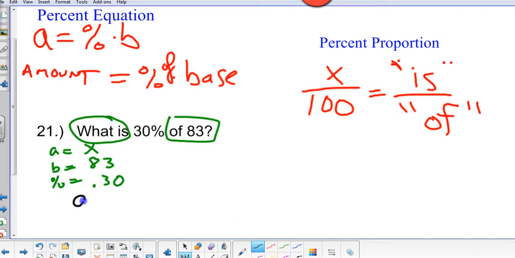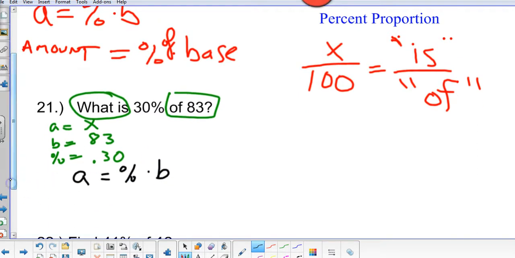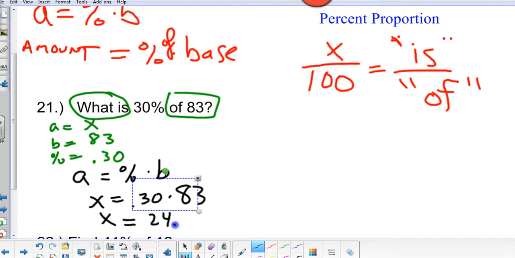Then I go ahead and write my formula out. A equals percent times base. And I'm going to fill in my pieces. A was the X, the thing I didn't know. Percent was 0.30 times the base of 83. And then with my calculator, I just go ahead and multiply that. 0.3 times 83 is going to be 24.9.